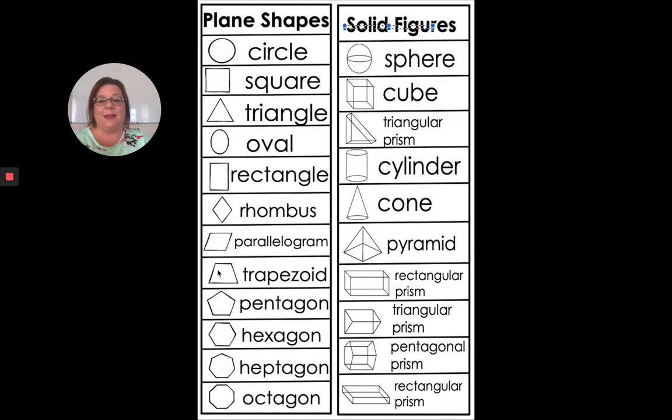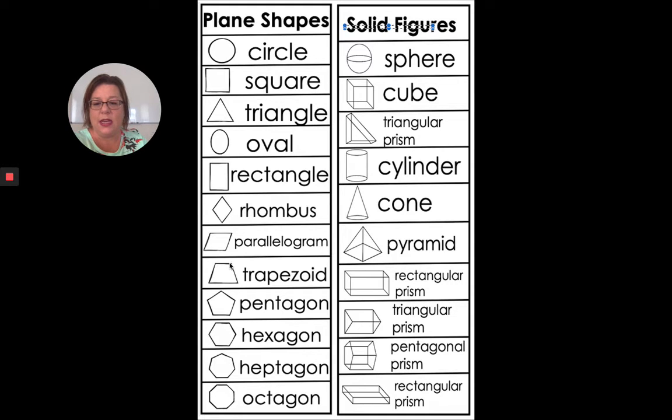A trapezoid. A trapezoid has 1, 2, 3, 4 sides, which also means that it's a quadrilateral. Parallelograms are quadrilaterals, so is a rhombus and a rectangle and a square because they have 4 sides. Any shape that has 4 sides is a quadrilateral. The difference between the trapezoid and the rhombus is that it only has 1 set of parallel lines. A trapezoid does not have 2 sets.